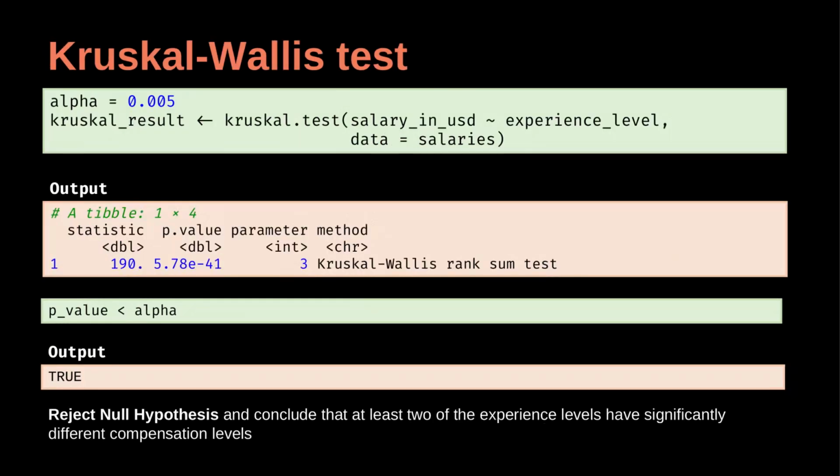The Kruskal-Wallis test is equivalent to ANOVA and is used for non-parametric datasets. In this case, we are analyzing the salary differences across 4 experience levels. To run the Kruskal test, we use the kruskal.test function from base R. Looking at the results, we can see that the p-value is extremely small and well below our alpha threshold of 0.05. Because the p-value is less than alpha, we reject the null hypothesis. This tells us that at least 2 of the experience levels have significantly different compensation levels.